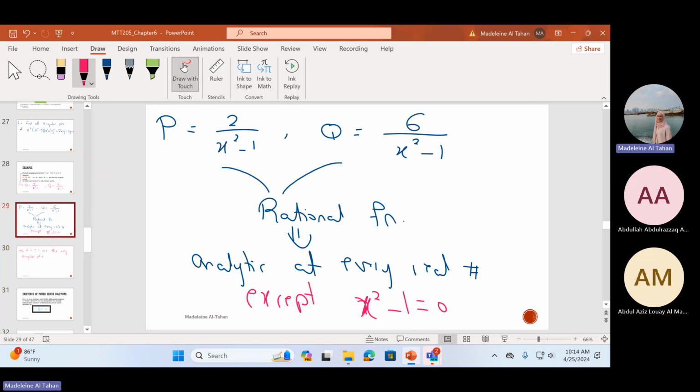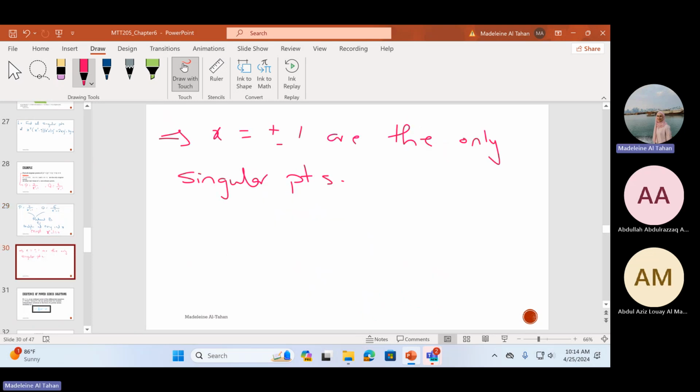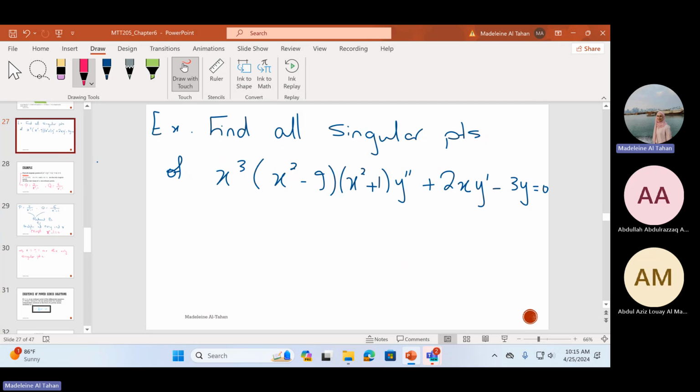Any questions before we proceed, miss? Did we finish writing this one, miss? Okay. So what did we use here? x equals plus or minus 1 are the only singular points. All the rest of the real numbers are ordinary. Any questions? Okay, so if you finished writing, I want you to solve this example. So let's take a few minutes to solve this one, and then we will discuss.